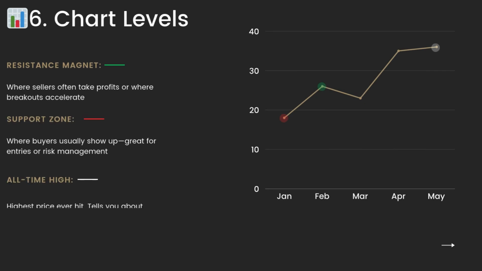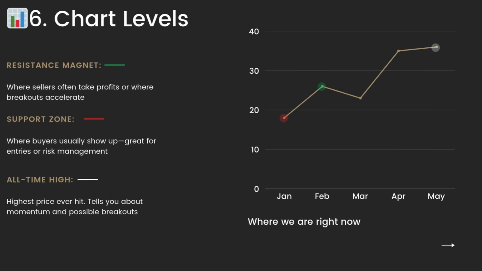Right? So our next pillar is obviously the chart levels. You don't have to be a master at this, but it is essential to understand the key price points the company has hit and will hit. It's good to see the support zone just to see where buyers are actually showing up. And this is good for long-term entries, and this is also good for options entries.